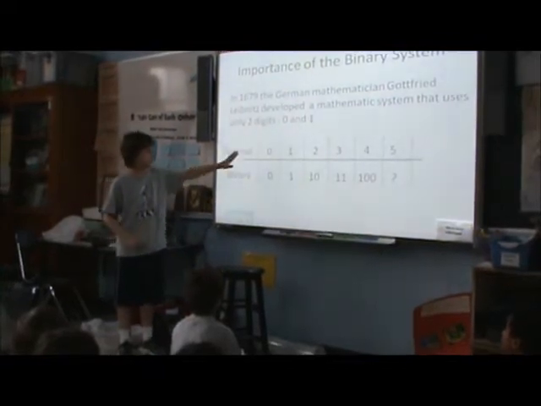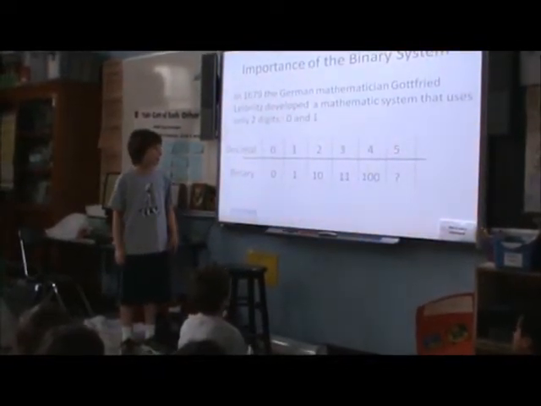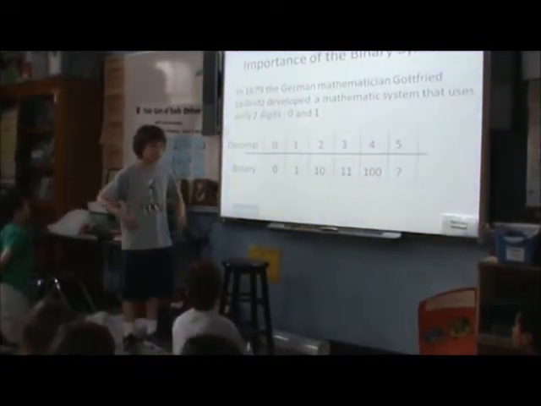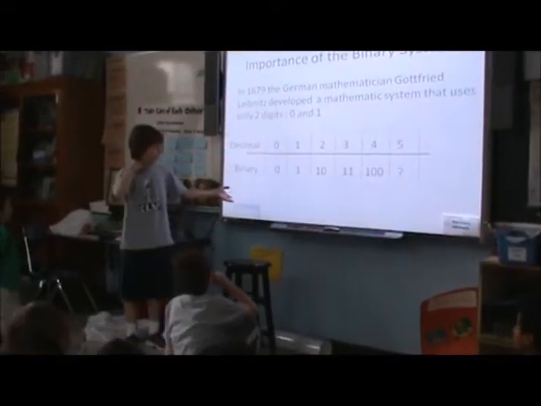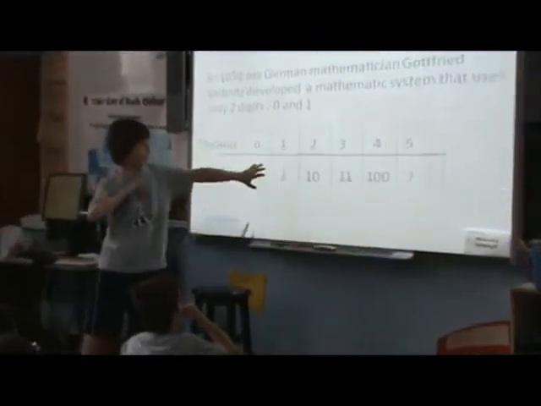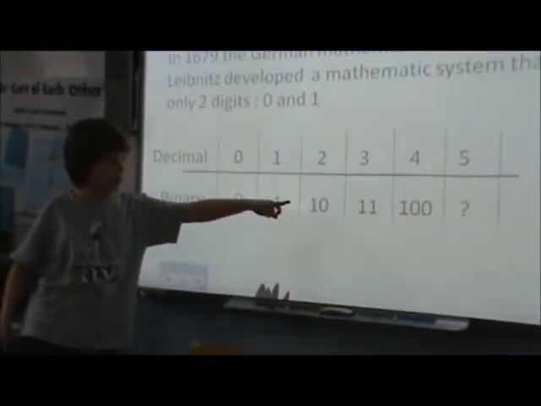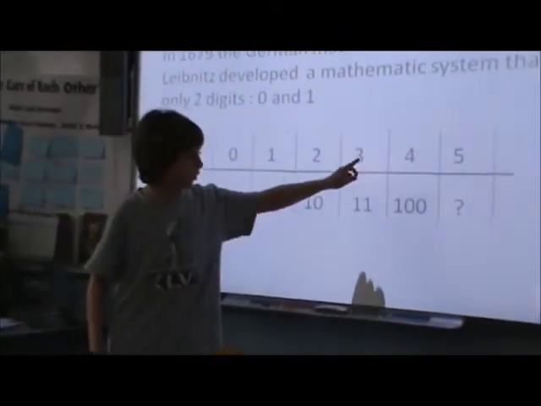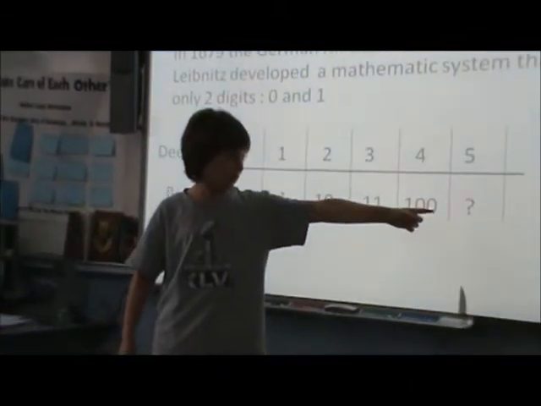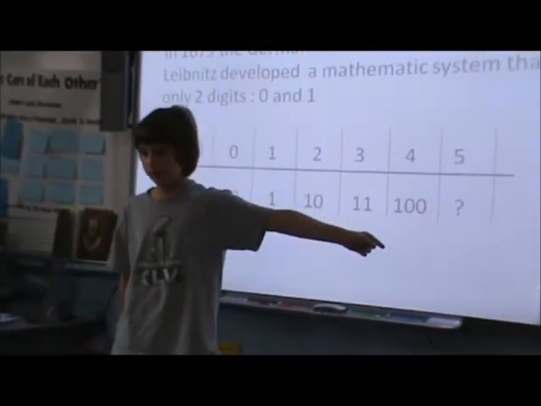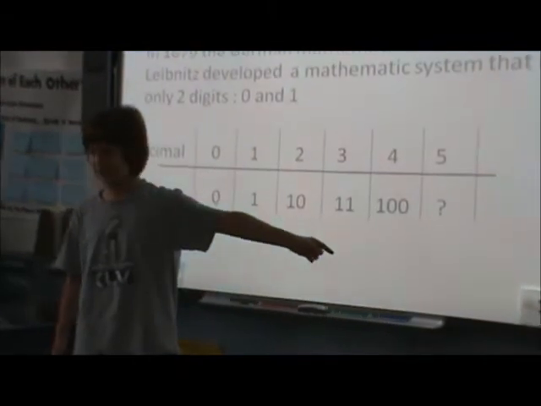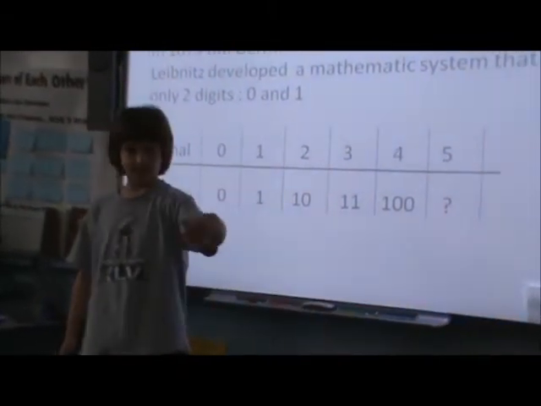So here's the decimal system, that's what we use. And here's the binary system. So 0 and 1 are the same thing, but then 2 is 10, 3 is 11, 4 is 100. Now does anybody want to guess what 5 is? Same thing. 101.